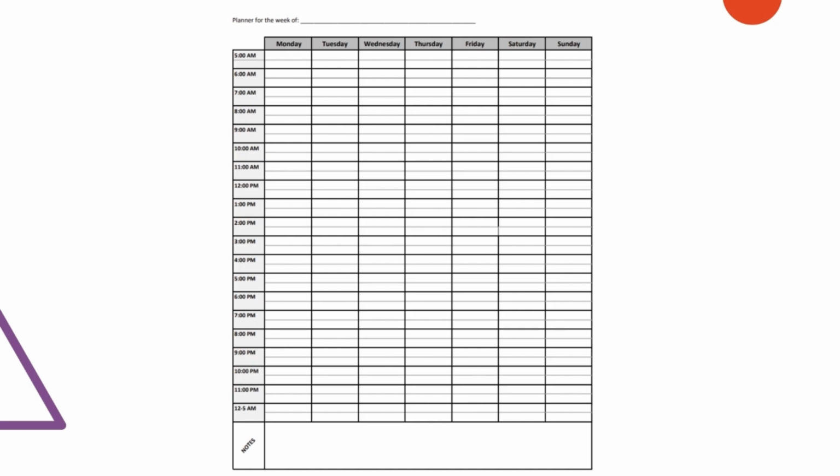On this example of a weekly schedule, there's space at the top to write down the week of the academic year. And there's also different columns and rows for the days of the week. And this schedule is planned out by hour. Other schedules can be planned out by 15 minutes, 30 minutes. It's really whatever makes the most sense for you.